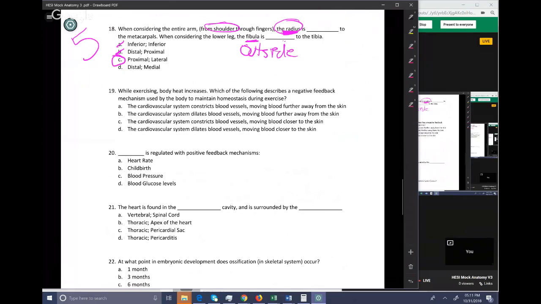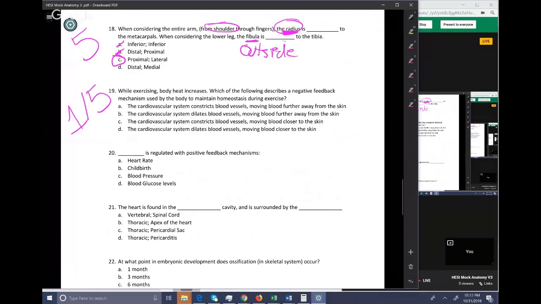19 is about feedback. So this is a combination of 1 and 5. While exercising, body heat increases, which describes a negative feedback mechanism used by the body to maintain homeostasis during exercise. You do not need to have all these different negative feedback mechanisms and loops memorized. So if this question frightened you a little bit because you're like, yeesh, I don't have all those memorized, you don't need to. There's 2 key things that you need to have memorized.